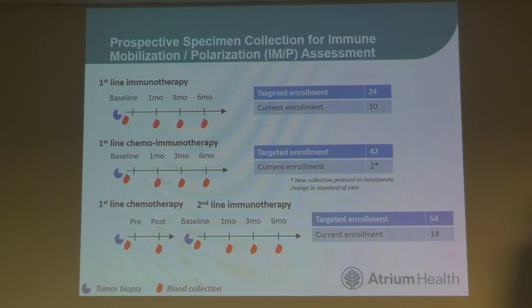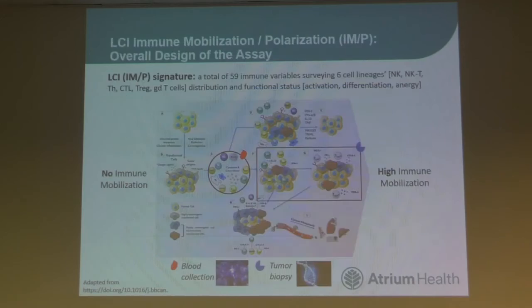And now most of our patients that we'll be seeing in the next few months will be part of the second arm, so we'll be catching up pretty quickly. And that's what we plan to do.